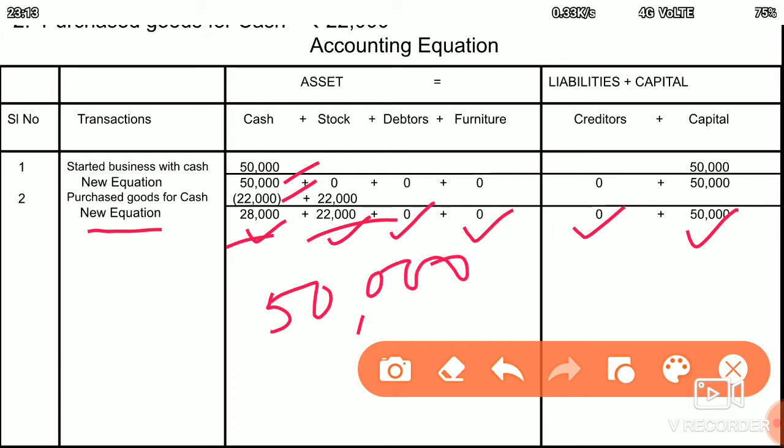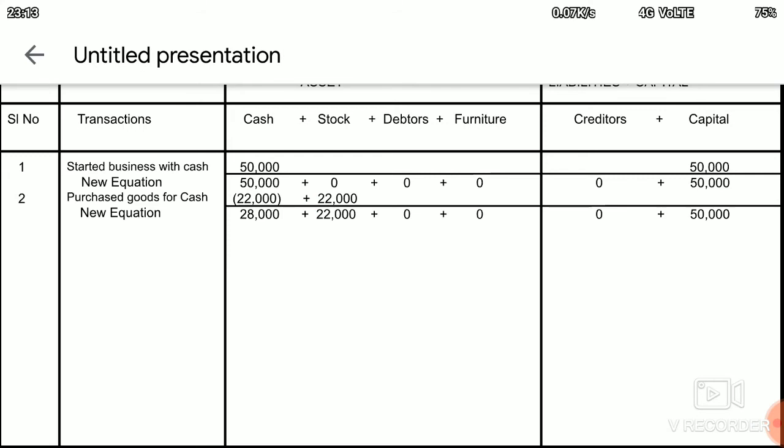And if we check the liability side, the capital is 50,000, creditors is 0, so the total comes to 50,000. So assets are equal to liabilities plus capital, so there is no mistake here. So we can go for the next transaction.